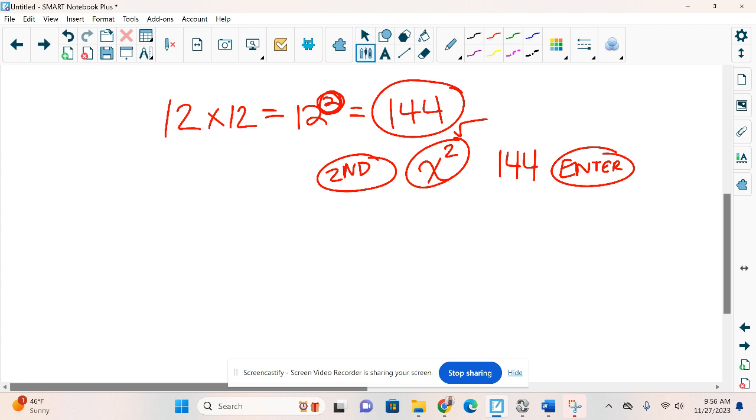All right, type in second, then the x squared button, and then 144, and hit enter. And you should have gotten 12. Okay. Listen. If you get a whole number, then it's a perfect square. If you get a decimal, it's not a perfect square. Okay?